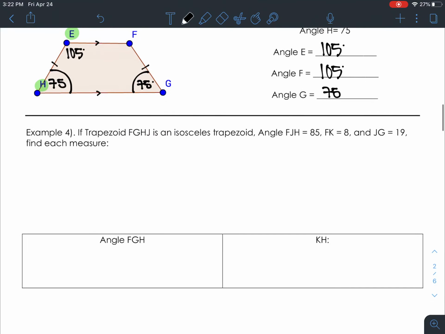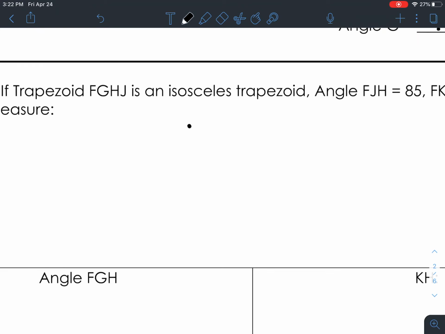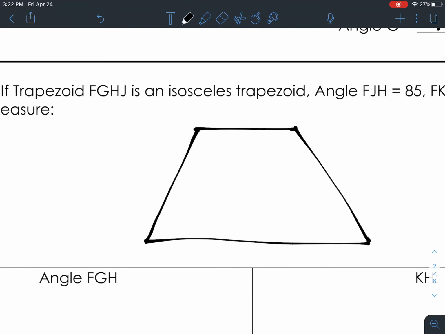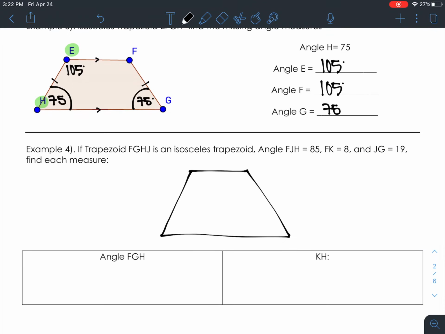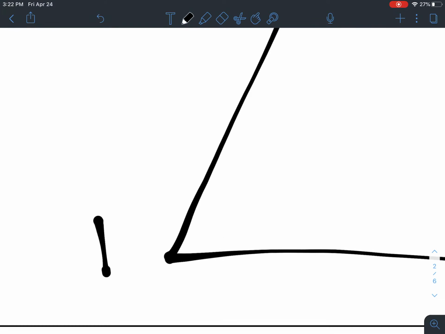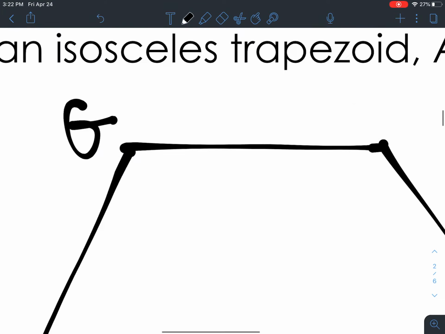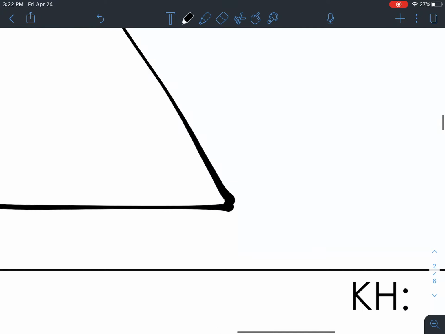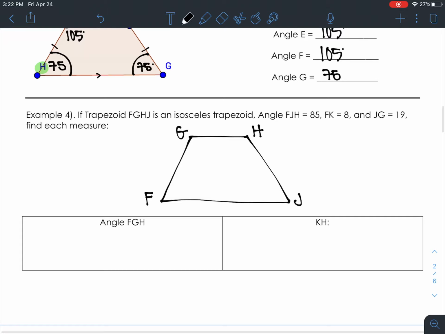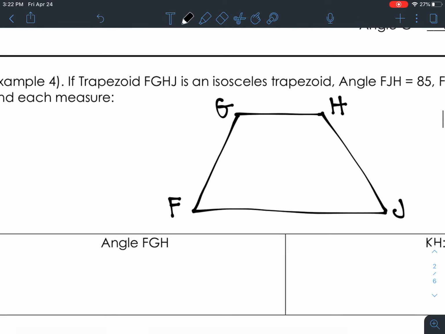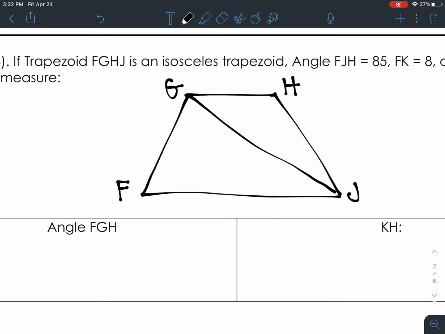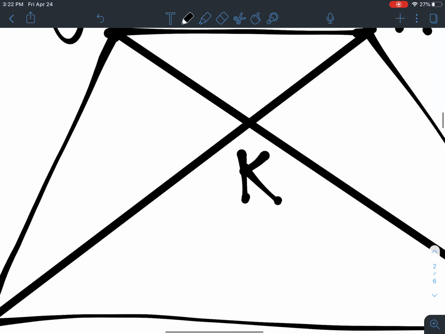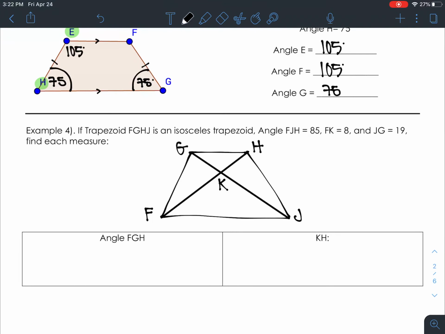Let's look at example 4, and I think we should draw this trapezoid. Let's draw trapezoid FGHJ. Start down here: F, G, H, J. Let's go ahead and draw in our diagonals, and we're going to state that the intersection point is K. That's the picture that you should have. I'll give you a second to make sure that you can draw it.